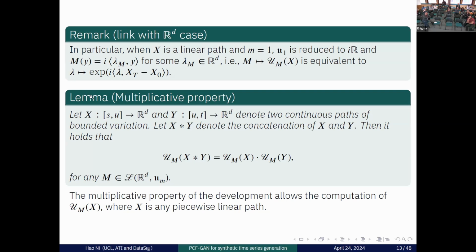Moreover, this unitary development has a nice multiplicative property. If we have two paths X and Y of bounded variation, then the unitary feature of the concatenation of X and Y is the product of the unitary feature of X and the unitary feature of Y. And this property allows us to actually compute the unitary feature of piecewise linear paths.